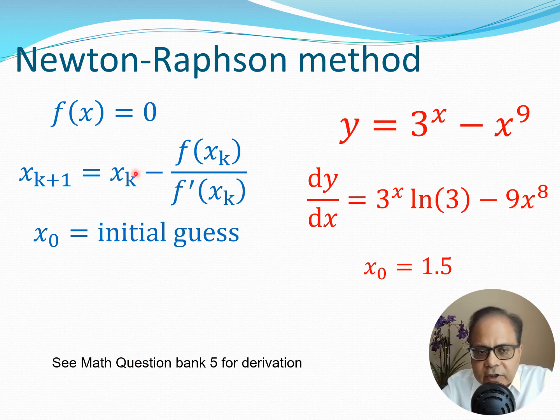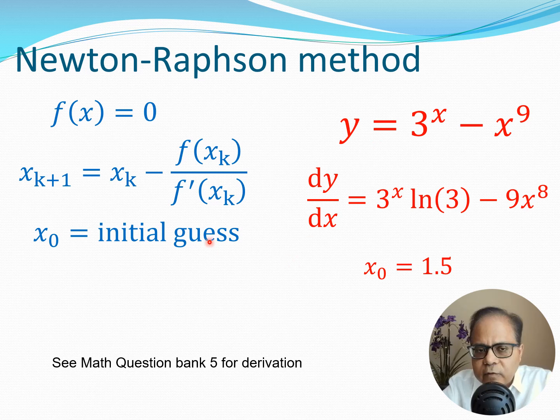Now if you are interested in the derivation of this formula, I have done that in Math Question Bank 5, where I have taken this equation in red, that is y = 3^x - x^9, and I have solved it using various numerical methods, and also there is an exact solution for this. You can get it using the Lambert W function, but many a time you may not have access or knowledge of the Lambert W function, and in that case you may want to use a numerical method. Now that's where Fortran is actually most useful.